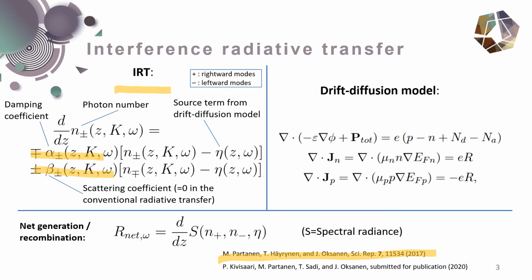What is more, through the source term here that depends on the quasi-Fermi levels, this equation is straightforward to solve self-consistently with the conventional drift diffusion model of charge carrier dynamics. From this self-consistent solution, we then get also a net recombination generation rate throughout the whole device.